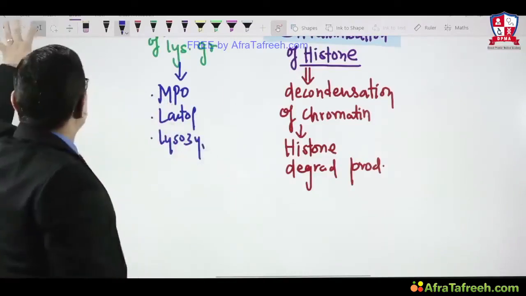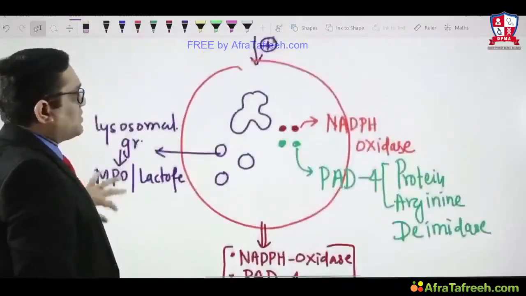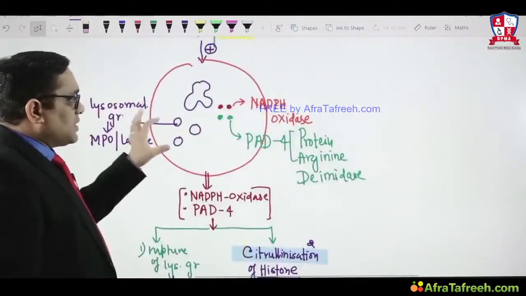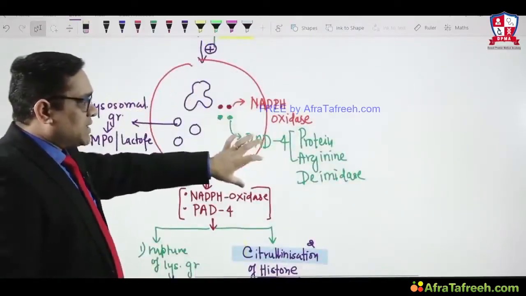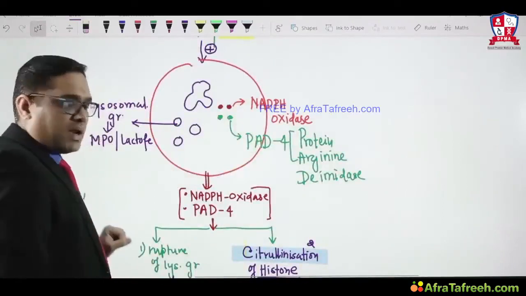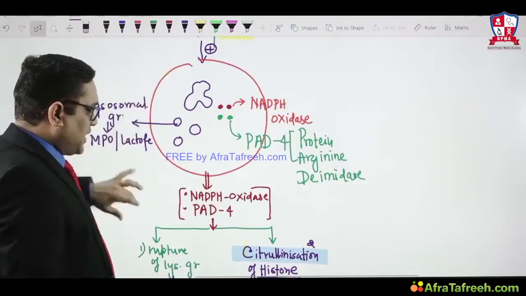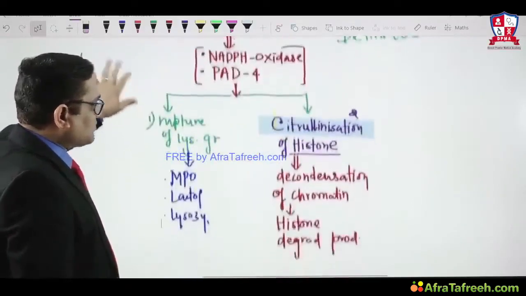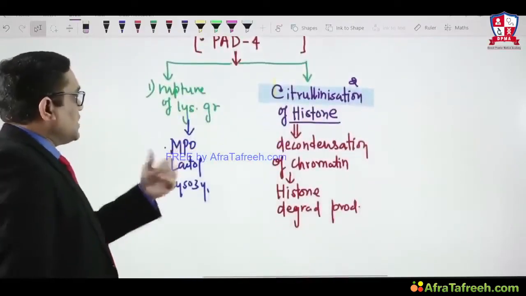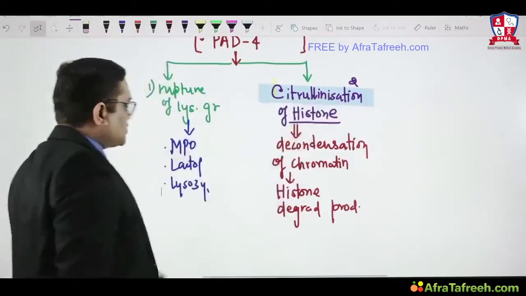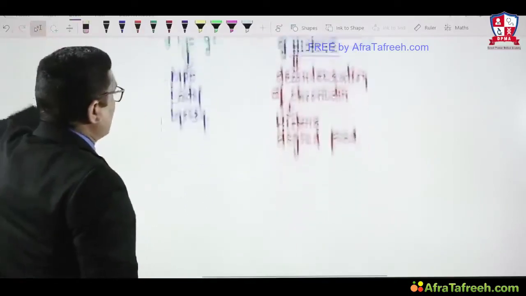So now you can see, again I will show you what was going on in the pathogenesis of the neutrophilic extracellular trap. As I said, the neutrophil has NADPH oxidase and PAD4 along with the lysosomal granules. Because of the activation by interleukin 8 or lipopolysaccharide, these enzymes cause two things. Number one, rupture of the lysosomal granule, and number two, citrullination of the histone protein. So because of this, what will happen?